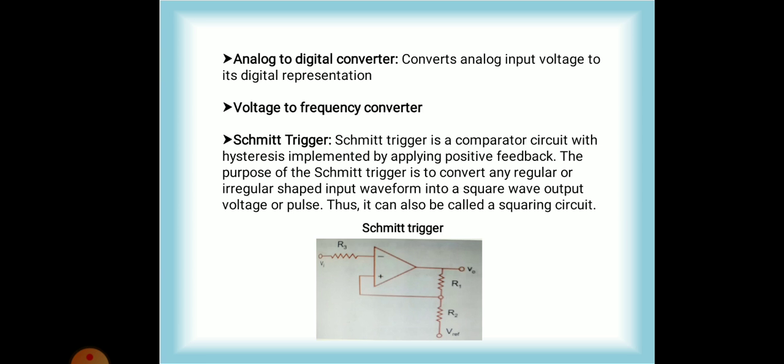Schmitt trigger is a comparator circuit with hysteresis implemented by applying positive feedback. The purpose of Schmitt trigger is to convert any regular or irregular shaped input waveform into a square wave output voltage or pulse. Thus, it can also be called a squaring circuit. This is the diagram of Schmitt trigger.